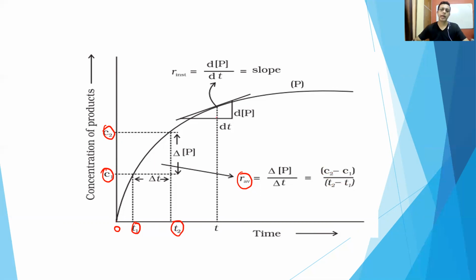Similarly, here also, at any moment of time, here, here, or here, at any point of time, we can find the instantaneous rate from the slope at that particular point. The slope at any particular point will tell us the speed of the chemical reaction at that particular time.